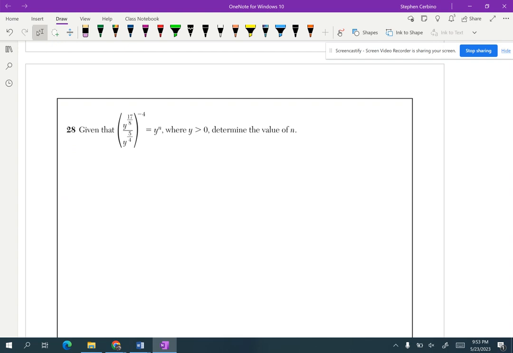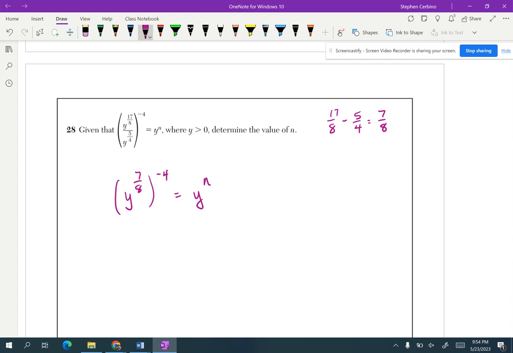Number 28 is just properties of exponents. So the first thing I would do here is subtract the exponents, 17/8 minus 5/4. If you're not great with fractions, just use your calculator and you're going to get 7 over 8. So we'll get y to the 7 over 8, all to the negative 4, and that's all still equal to y to the nth power.